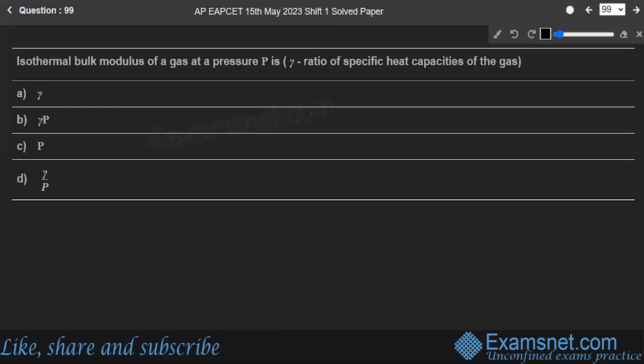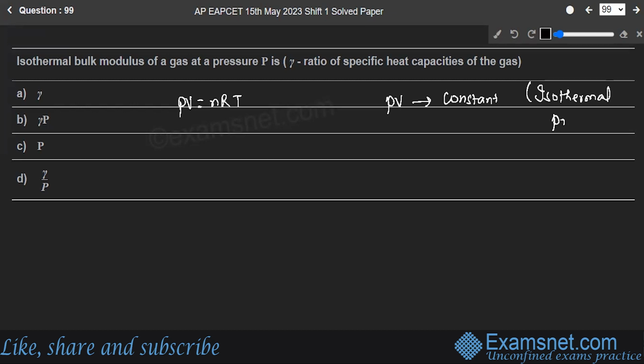Number 99. Isothermal bulk modulus of a gas at a pressure P is given by which of these options? Here, gamma represents the ratio of specific heat capacities of the gas. See, what is the formula for the ideal gas? PV is equal to nRT, and PV is constant for isothermal processes.